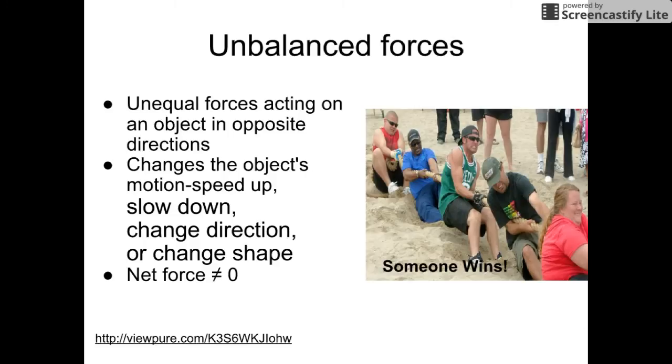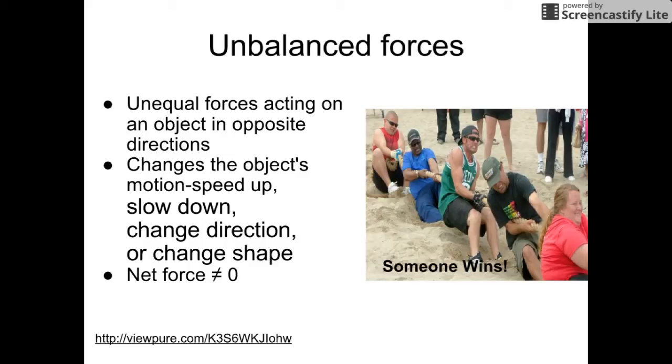Unbalanced forces are when they are unequal and they are going in opposite directions. This changes the object's motion. It can speed it up, it can slow it down, it can cause the object to change direction or change shape. The net force for an unbalanced force is going to be anything other than zero.